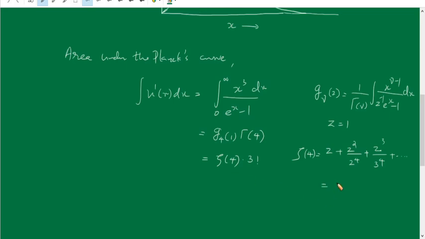This value converges to pi raised to 4 divided by 90. So we can write this integral as pi raised to 4 divided by 15. Okay, so this is the area under the curve. This is approximately equal to 6.49. So the area under the curve, that is the integral of u dash of x dx, in the Planck's case.